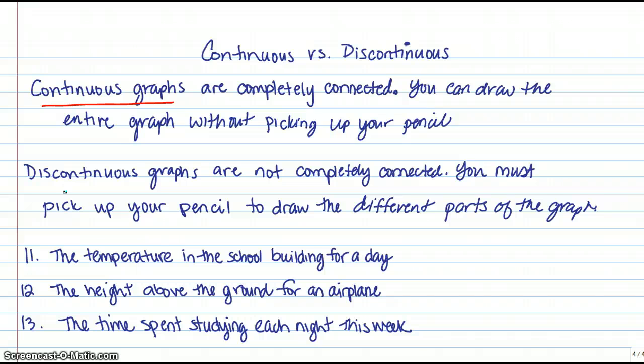A discontinuous graph, those are not completely connected. You would have to pick up your pencil in order to draw the different parts of the graph. So far, we haven't seen any of those situations. So real quick, I'm going to draw you an example. So if I have a graph that looks like this, there's no way that I could draw that without picking up my pencil. I would trace the first segment, and then I would have to pick up my pencil and trace the second segment. So it's discontinuous. Another example of something that's discontinuous is something that's just a bunch of dots on a graph. So we need to make sure that we can recognize a situation as well as a graph.